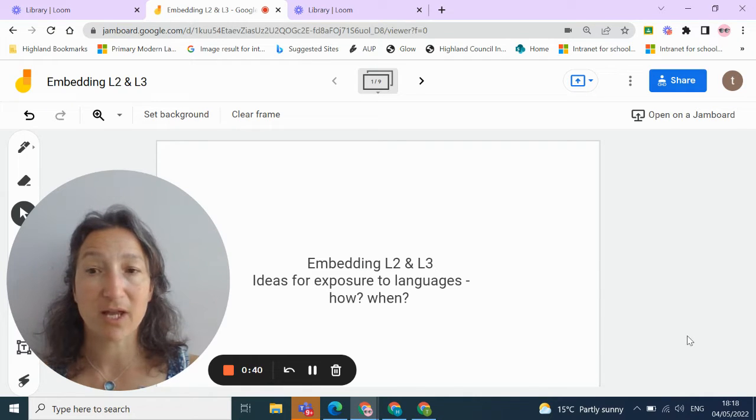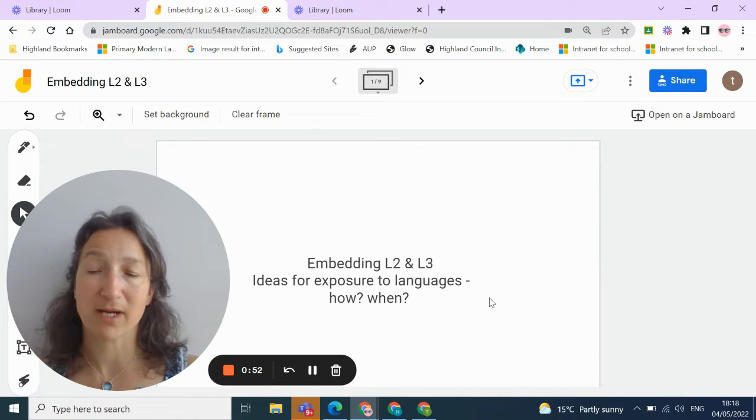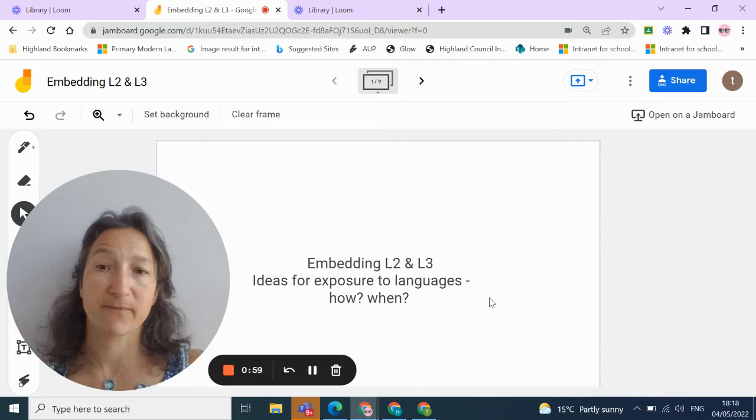So you'll see I'm using a Jamboard. If you don't have access to the Jamboard, then you could just jot down the title of each frame that's in the middle here on a bit of paper and note your ideas and just do it by hand. And then the idea would be to share with colleagues.